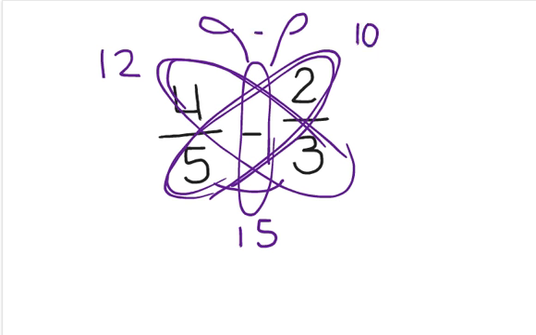But this time, remember, we're finding the difference between the two fractions. So we have 12 minus 10, and that's 2. And we have that over 15. So the difference of 4/5 and 2/3 is 2/15.